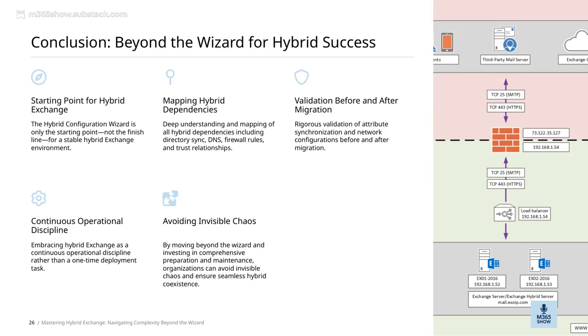Another key point is understanding and mapping all your hybrid dependencies. This includes directory sync, DNS settings, firewall rules, and trust relationships, everything that keeps your hybrid environment functioning smoothly. And finally, remember that the Hybrid Configuration Wizard is just the starting point. It's not the finish line. Achieving a truly stable hybrid environment requires ongoing effort, validation, and adjustment. When you approach it this way, you're setting your organization up for long-term success.